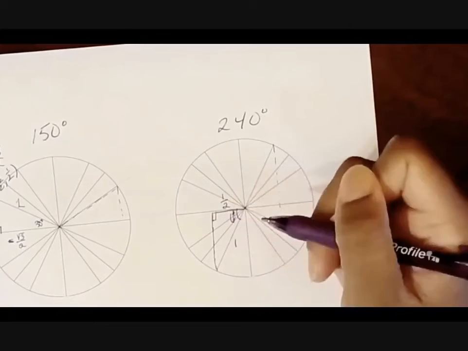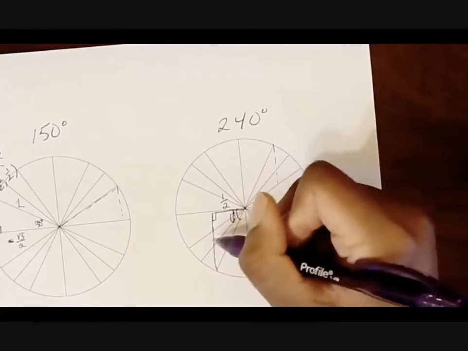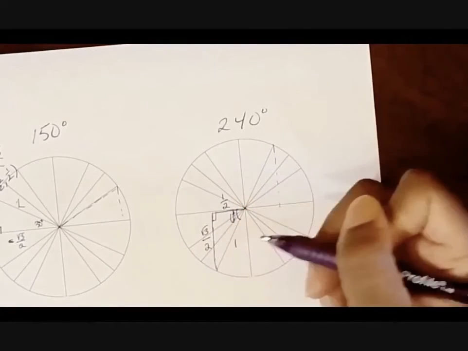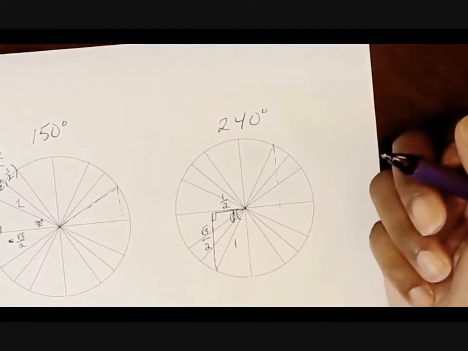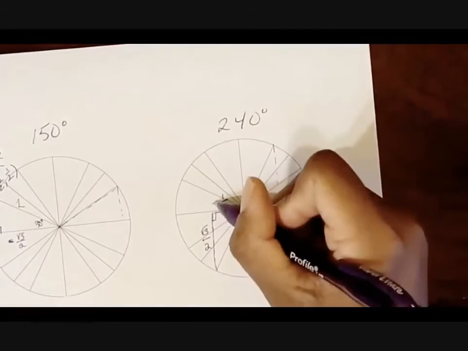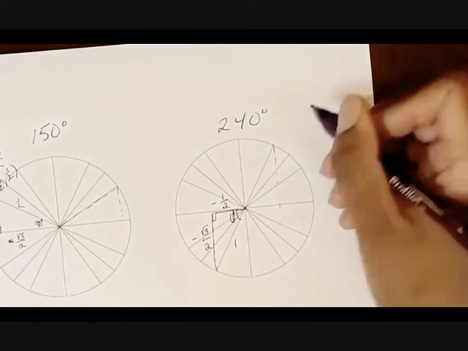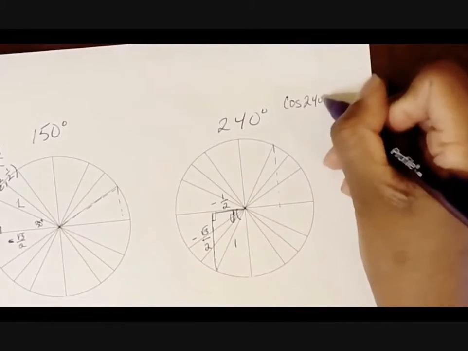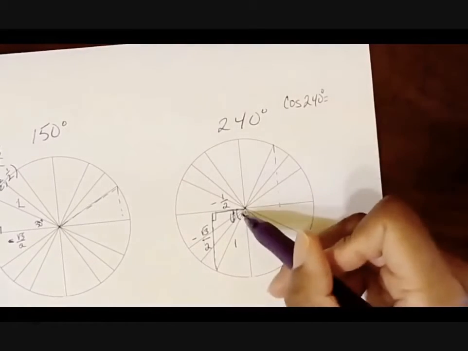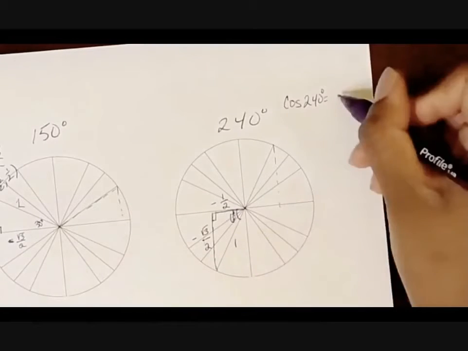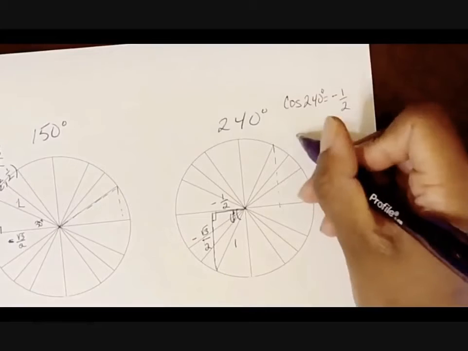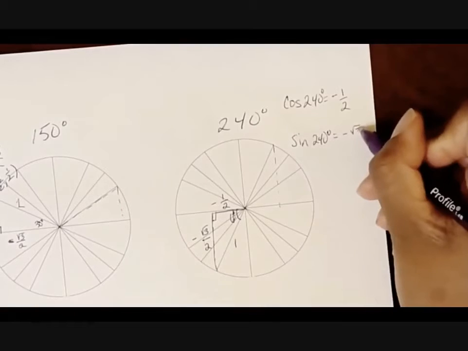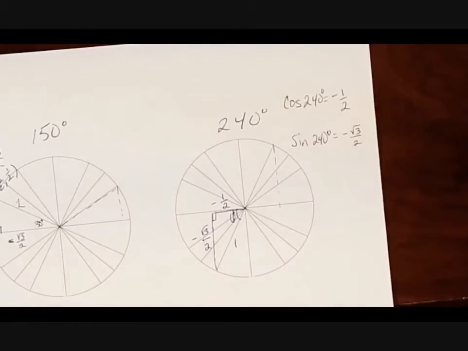So this is 1/2. And this side over here, by way of the Pythagorean theorem, would be the square root of 3 over 2. However, since we are in the third quadrant, both x and y values are negative. So I'm going to put negatives in front there. So now we have cosine of 240 degrees is equal to adjacent over hypotenuse, and in this case it would be negative 1/2. And sine of 240 would be negative square root of 3 over 2 divided by 1.